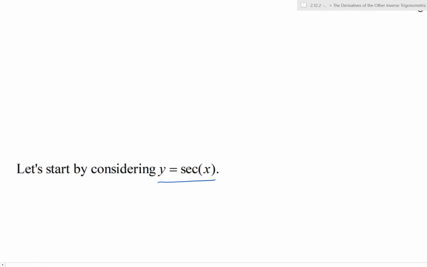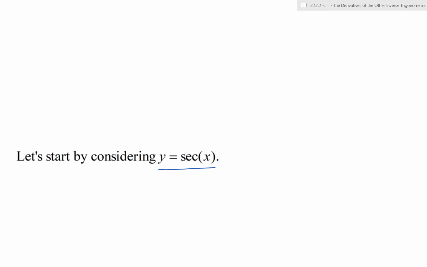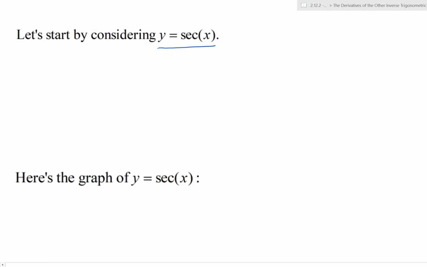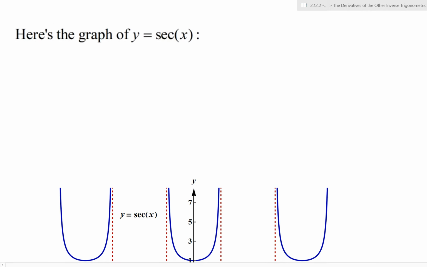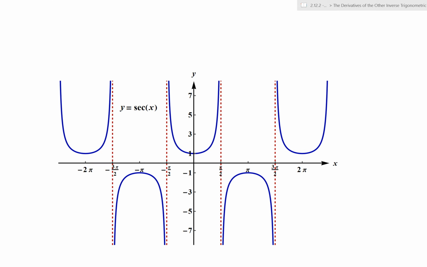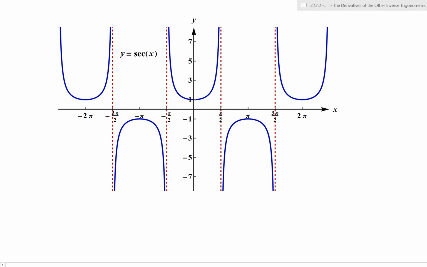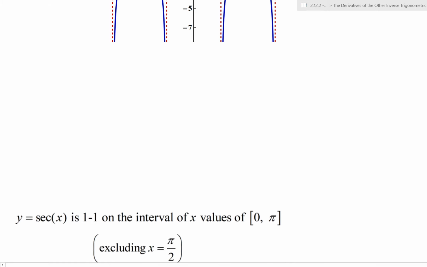Let's start by considering the secant function. Just as a reminder, here is the graph of the secant function. Of course, this is a periodic function and it continues this behavior towards negative infinity and towards infinity. Now clearly, as with most of these trigonometric functions, they are not one-to-one. So we have to define them in a particular interval to make them one-to-one and then talk about their inverse. That's what we're going to briefly talk about here.